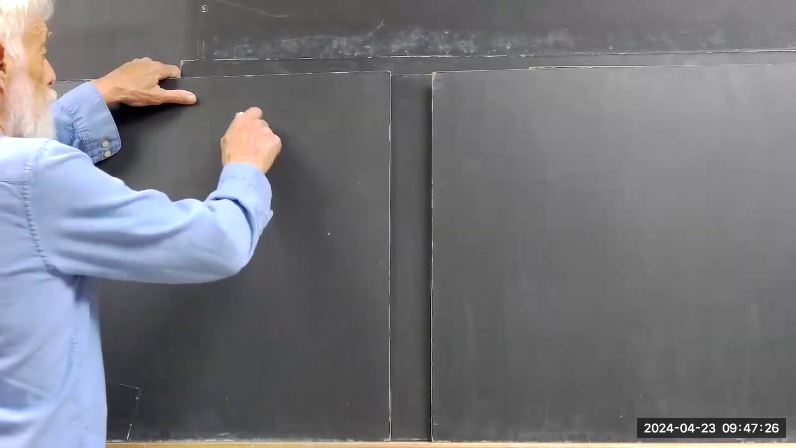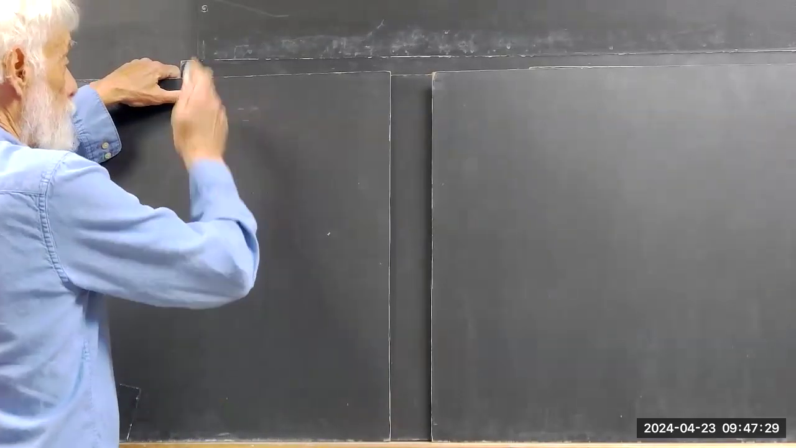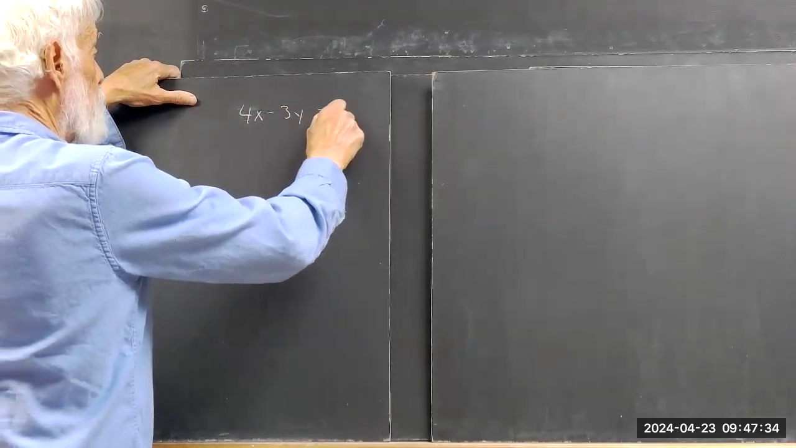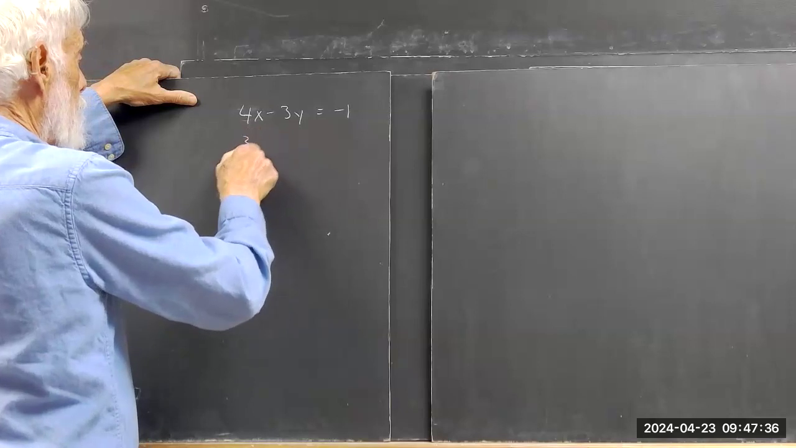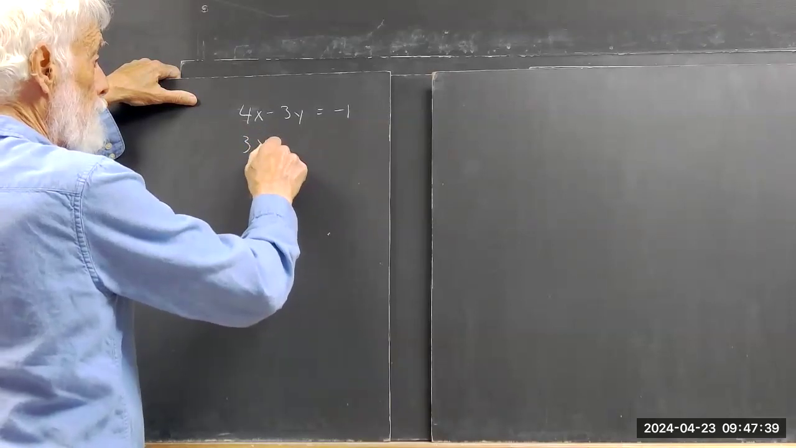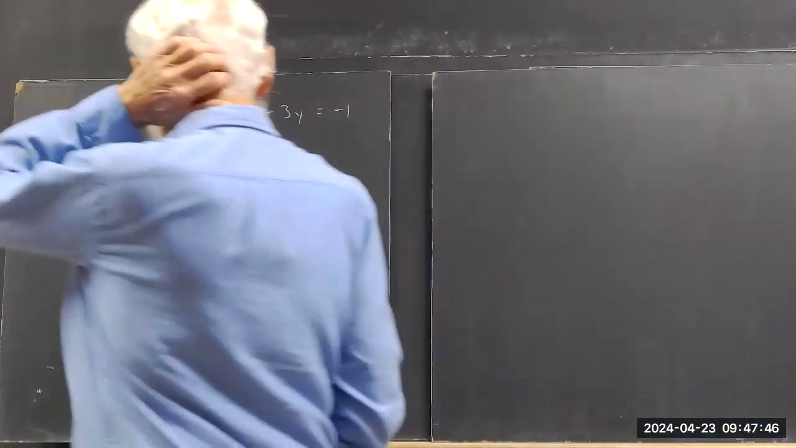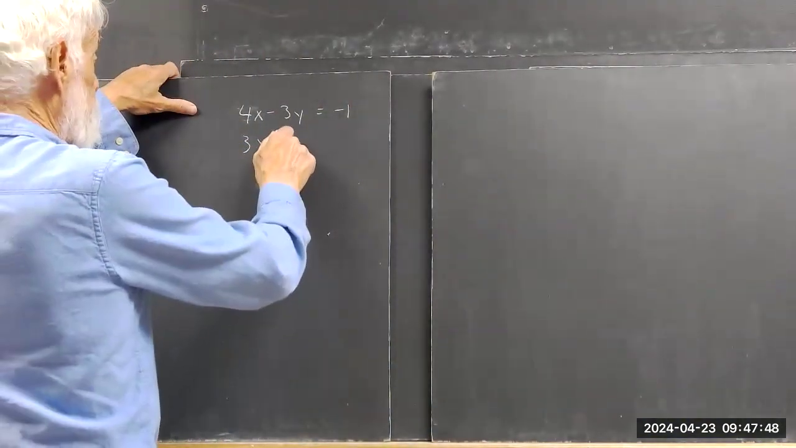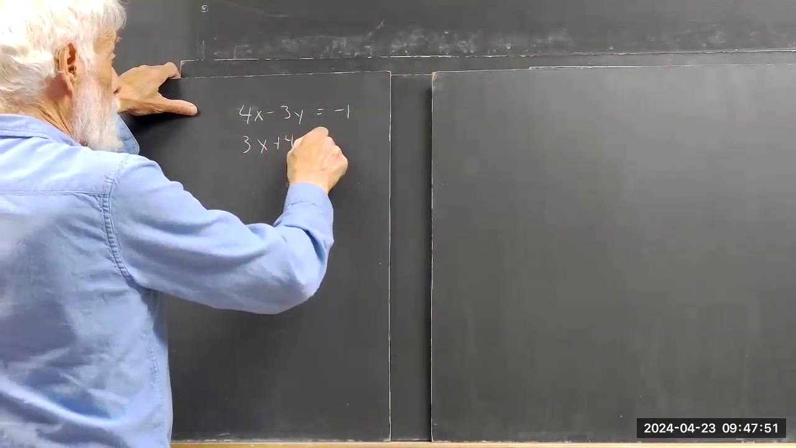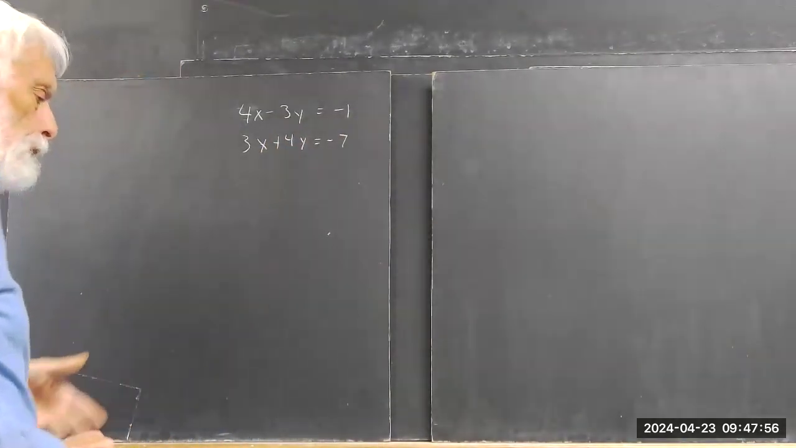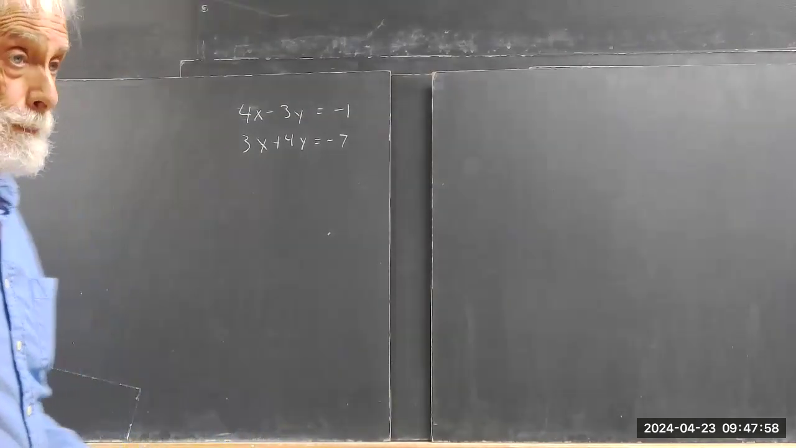Here we have a list of equations to solve. Let's just start. 4x minus 3y equals -1. And 3x plus 4y equals -7. I think everybody copied that down. Okay, now people are following the scheme that I've recommended.